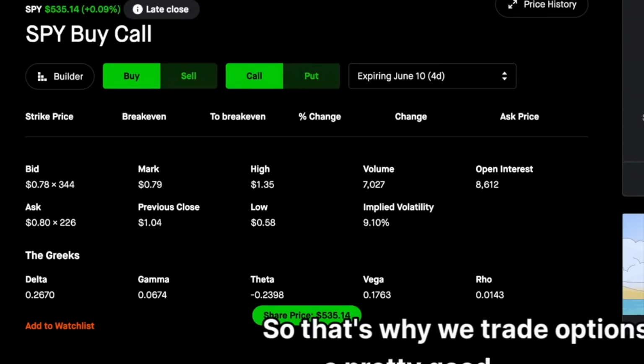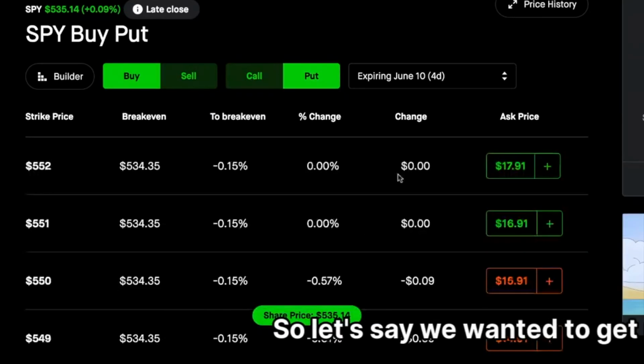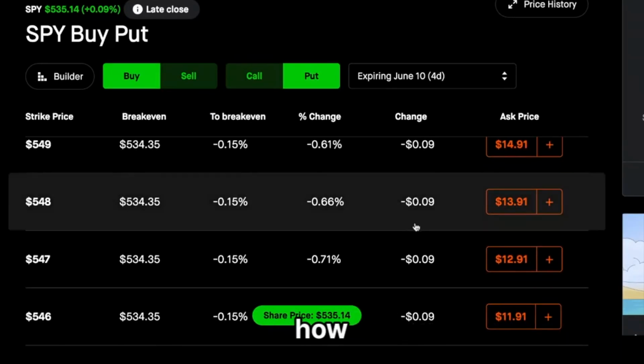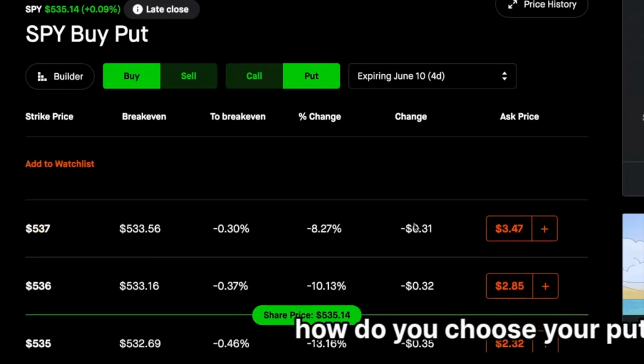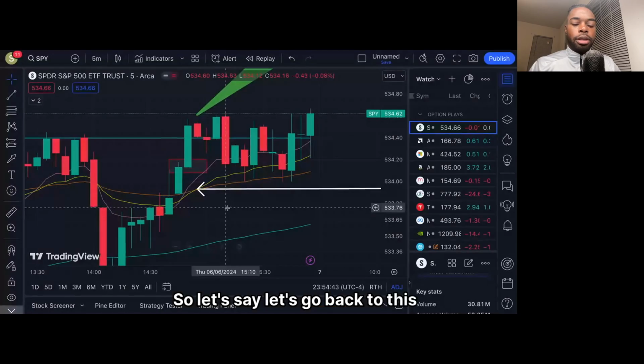So this is a pretty good example of, okay, what am I doing here? So let's say we wanted to get puts. Let's look at puts, because people ask me, hey, how do you choose your puts too? It's literally the same thing. So let's go back to this tab.